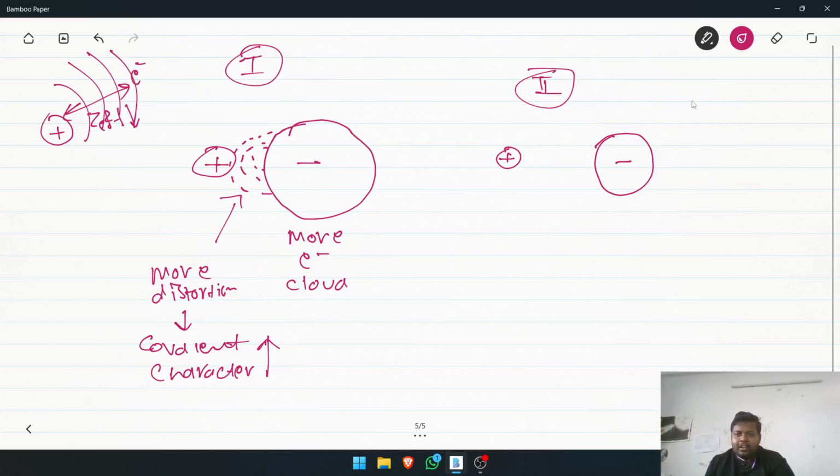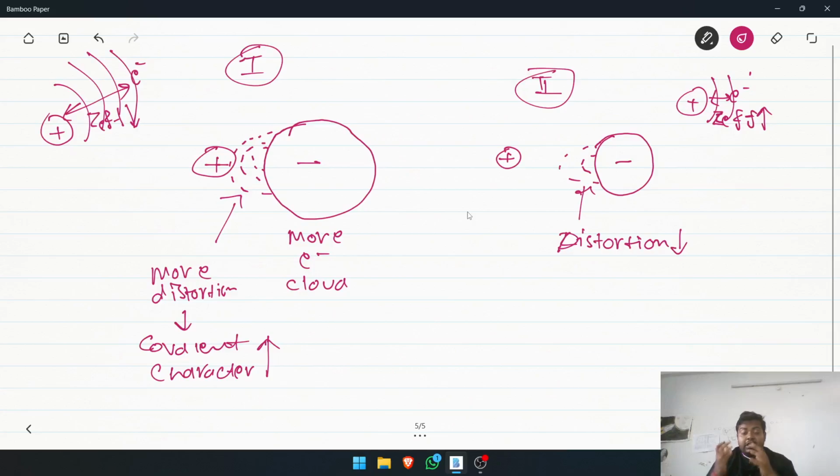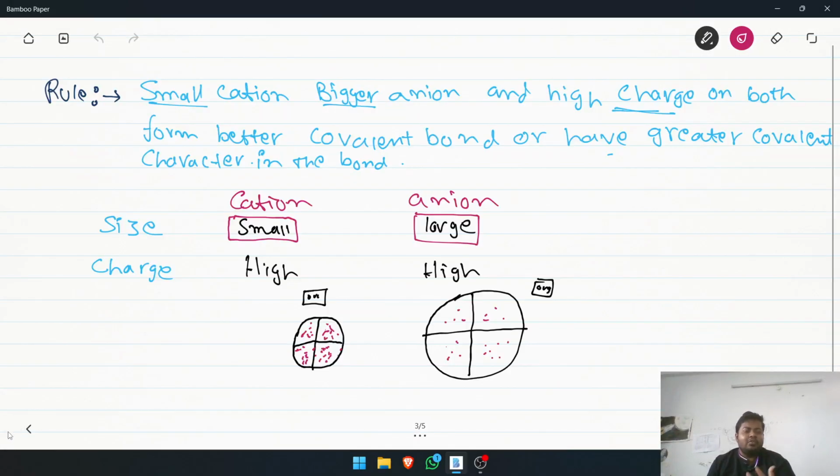Now come to this one: here in the anion, the outer shell electron is not that far away from the nucleus, so the Z effective, that is the effective nuclear charge, is high, so the distortion will be less. So we can say that the covalent character in the bond will be less. So we have explained why the anion size must be large.